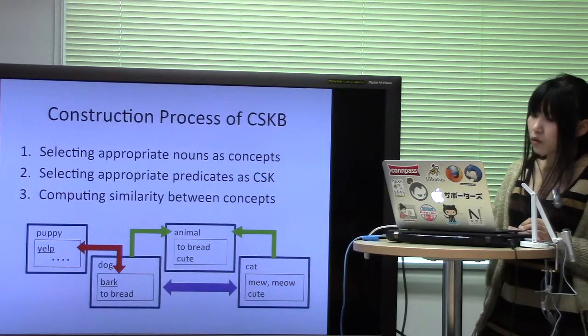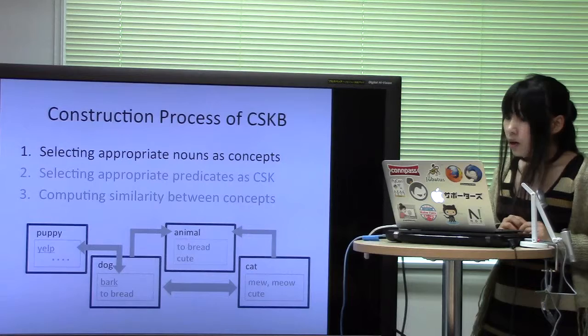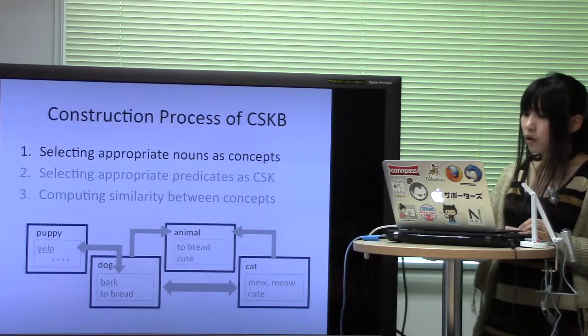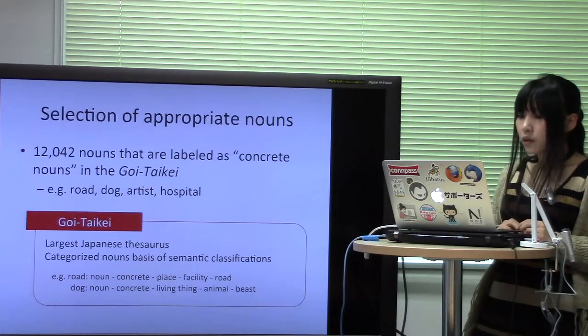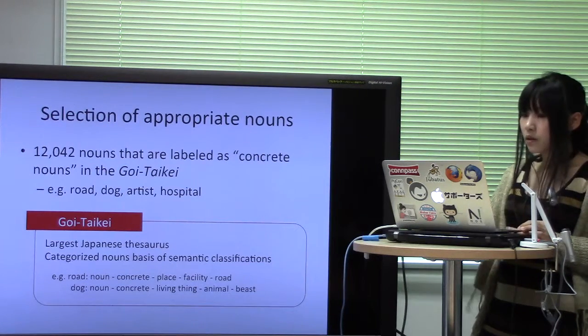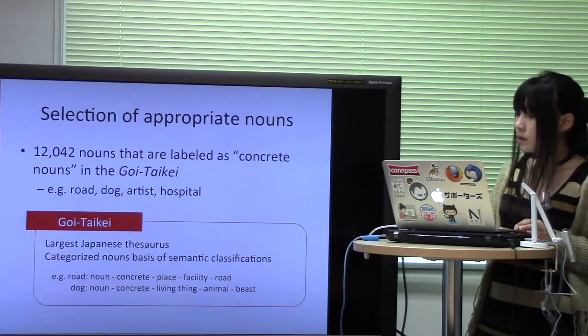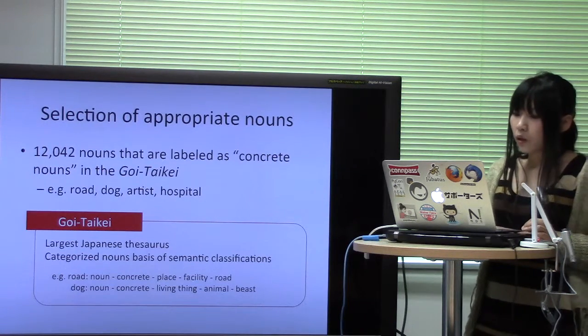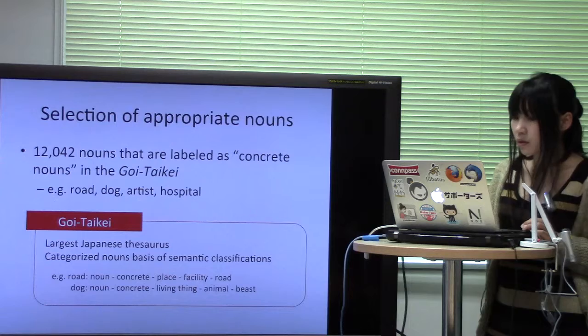I will explain the construction process of the common sense knowledge base. First, we select appropriate nouns as concepts. We select about 12,000 nouns that are labeled as concrete nouns in the Goi-Taikei as concepts. The Goi-Taikei is the largest Japanese thesaurus, which contains nouns categorized on the basis of semantic classifications.